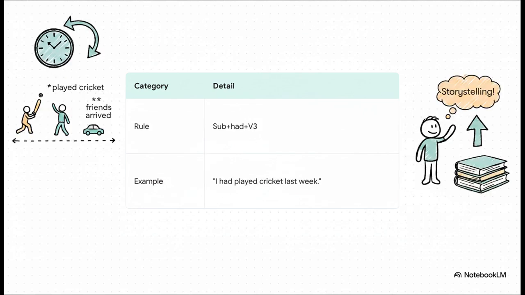Ooh, now this one, the past perfect, is a fantastic tool for telling stories. I like to call it the past before the past. It helps you put 2 past events in the right order. For example, by the time my friends arrived, I had already played cricket. See? Playing cricket happened first and then my friends arrived. Both are in the past, but this tense makes the sequence totally clear.